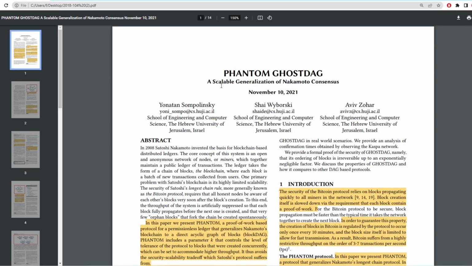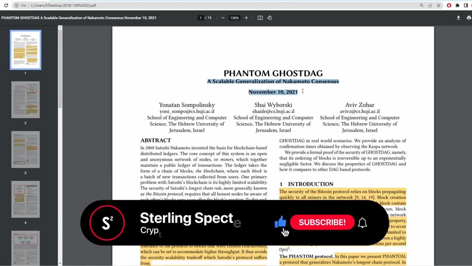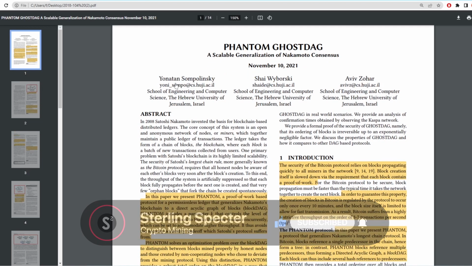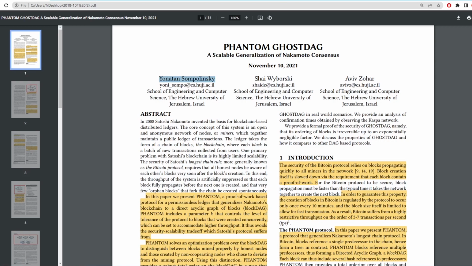So here we have the Phantom GhostDAG paper, which was written back in November of 2021, which is very new in terms of the crypto scene and is why Kaspa coin has had its massive rise in the last year. It's implementing some cutting edge technology in the space right now. It's written by 3 people, and I believe the first 2 are founding developers of Kaspa coin, and the third person also helped with some development along the way.